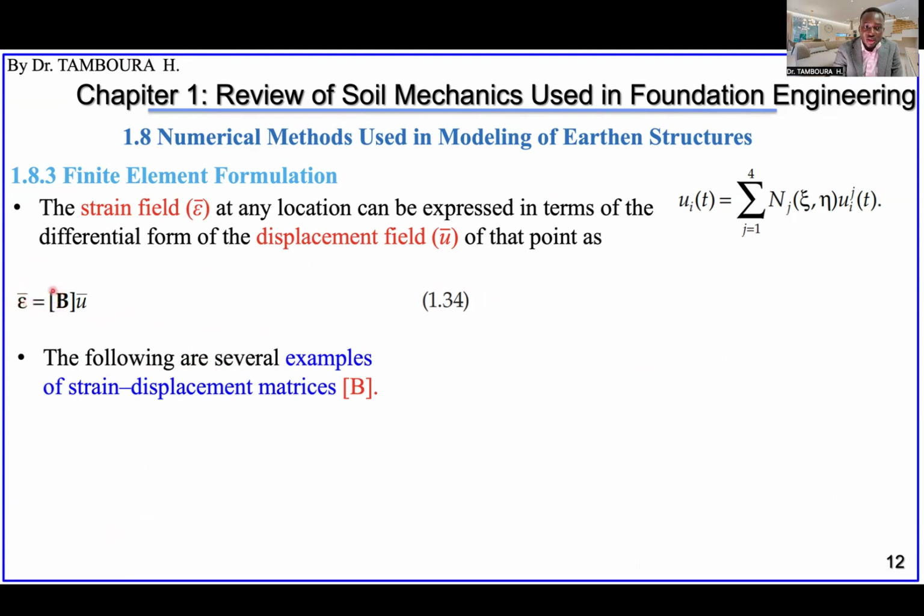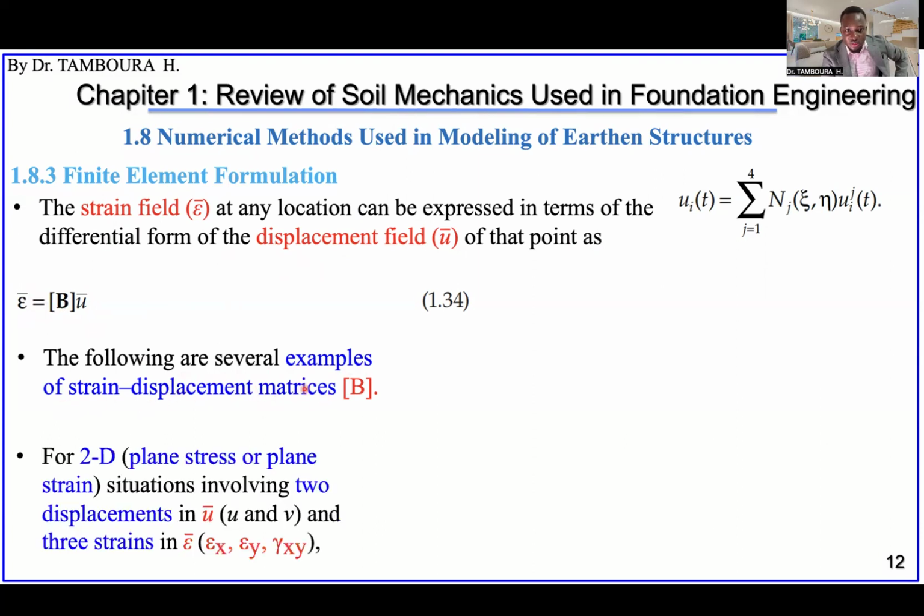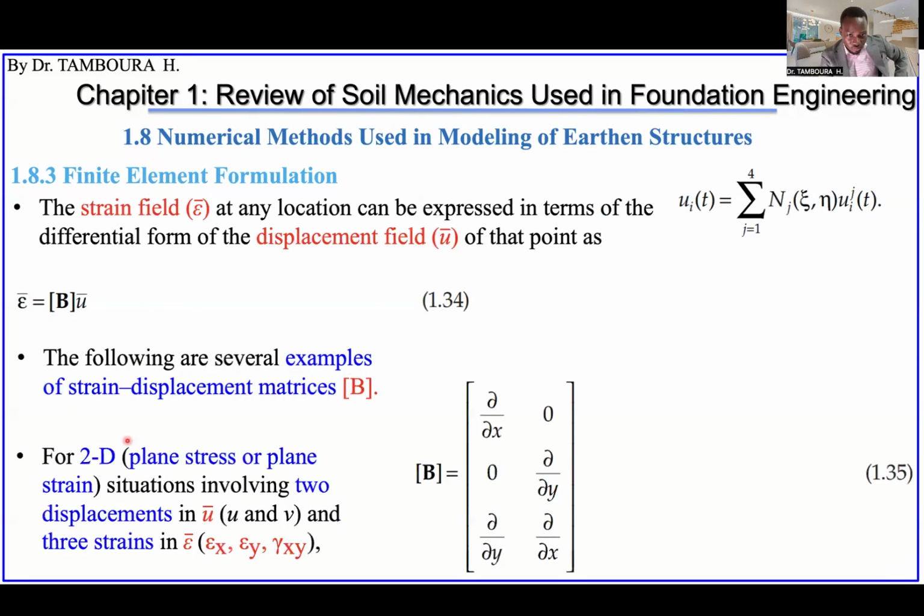Strain, and you have this matrix B. We will talk about this matrix later. And you have here the displacement. U here is the displacement. Okay. At any point, any node, after obtaining the displacement, you can then obtain the strain using this strain displacement matrix B. Okay.